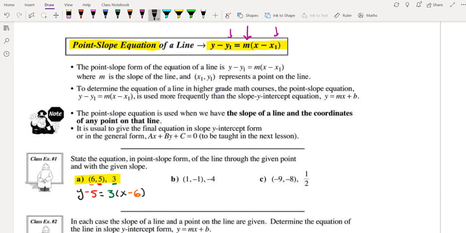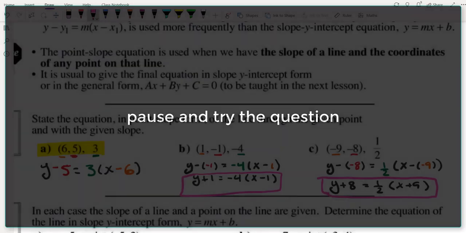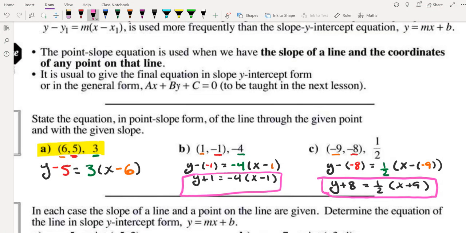So pause the video and determine the equation of the line for B and C. Hopefully you found this relatively straightforward. It's simply plugging in the points, but you do need to be careful with the negative numbers. So just make sure you pay attention with the negatives, and hopefully you came up with these two answers. If not, just send me an email or set up a tutorial. We're going to work out how to do the arithmetic behind these. But I think most of you would find this relatively straightforward.